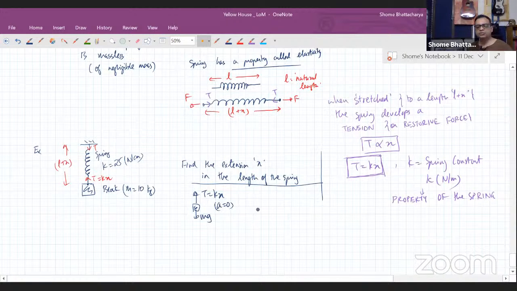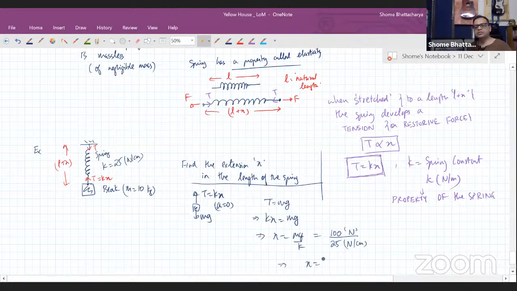So here the acceleration of the block is 0. That means the tension is balancing the weight. So the tension here is how much? It is kx, and that is equal to mg. So the amount of extension in the spring is nothing but the weight of the block divided by the spring constant. So the weight of the block taking g as 10, you can see is 100 newtons divided by 25 newton per centimeter. So we don't need to convert the unit, and we can see x will be just 4 centimeters. So the spring is extended by 4 centimeters because of the weight of the block.